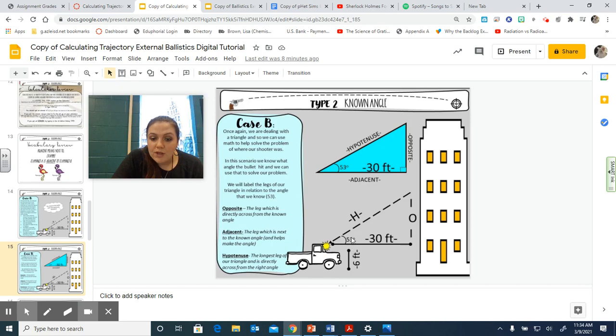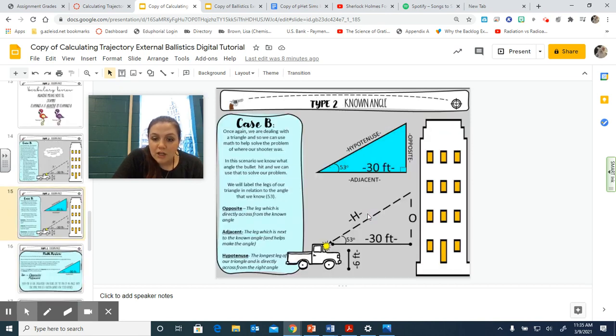Okay, so when you know the angle here, the side that it is touching is called the hypotenuse. The side that is not touching the angle that you know is called the opposite. Opposite is the leg which is directly across from the angle you know. Adjacent is the leg which is next to the known angle. The hypotenuse is the longest leg. So this is adjacent, this is the one opposite of it, and this is the hypotenuse, which is the longest side.